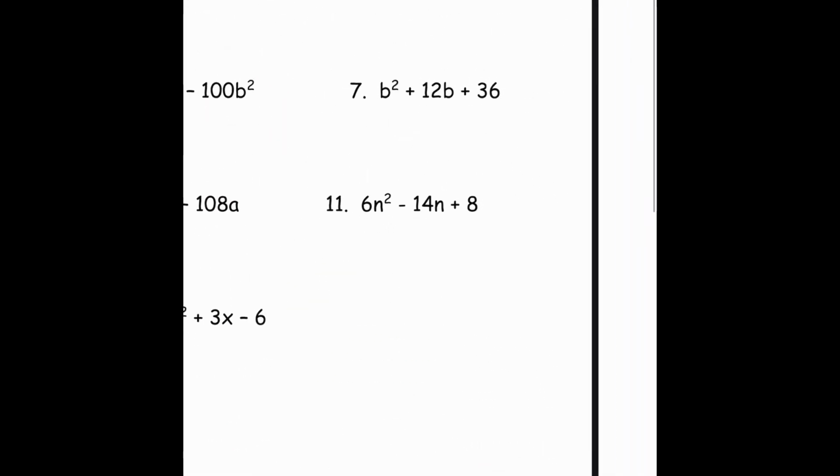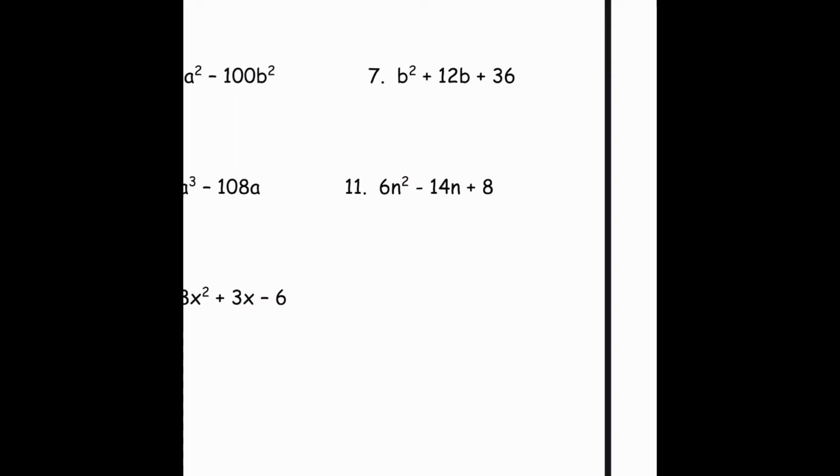Okay, let's look at number 7. b squared plus 12b plus 36. I feel like the same method would work. Two numbers that multiply to make 36 that add up to 12. They're both positive, so 6 and 6. 6 times 6 is 36, and 6 plus 6 is 12.